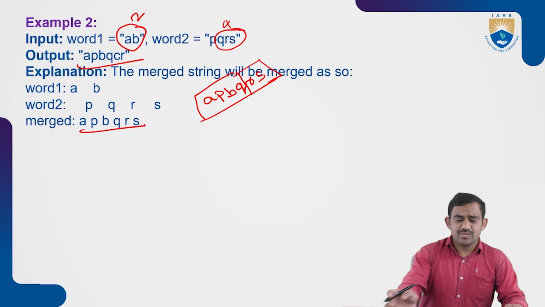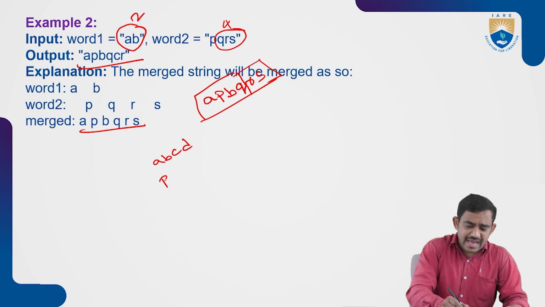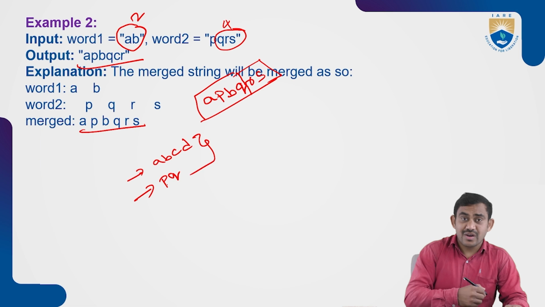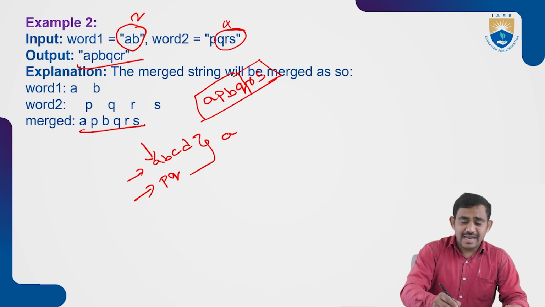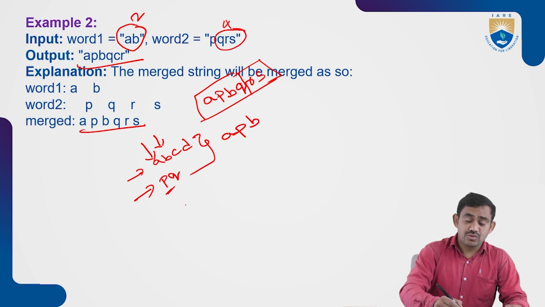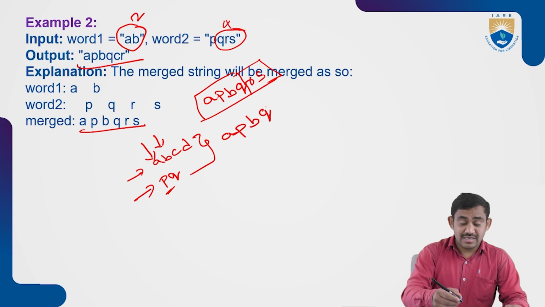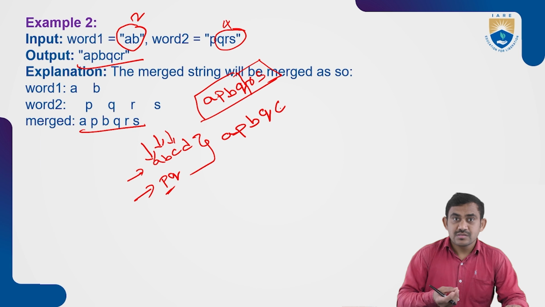Now coming to one more example. Suppose I have A, B, C, D in string 1 and P and Q in string 2. Addition again starts with string 1 always. String 1's first character is A, and string 2's first character is P. Done. Then string 1's second character is B, and string 2's second character is Q. Done. Next, what do we have? In string 1 the third character is C, but what about string 2's third character?